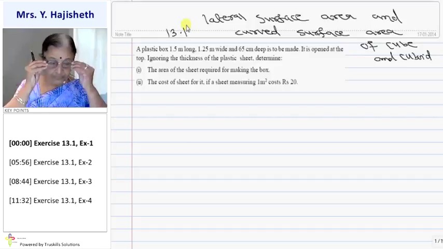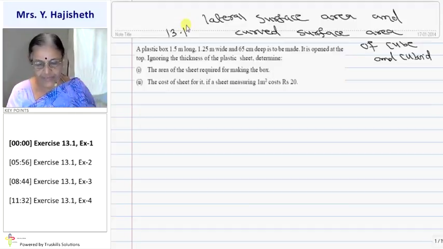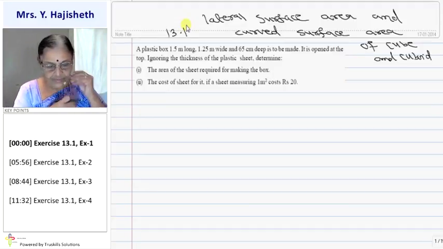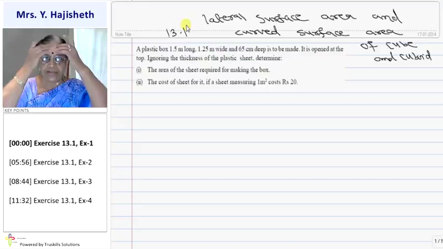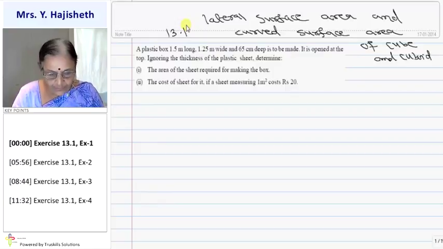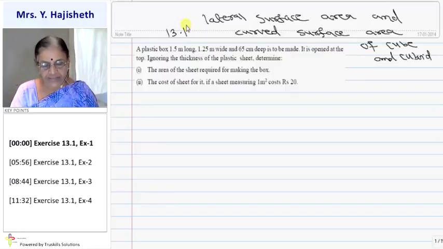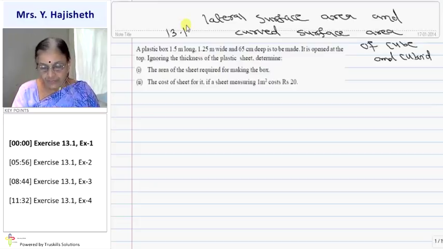First sum: a plastic box 1.5 meter long and 1.25 meter wide and 65 centimeter deep. Look, two measurements are given in meter and one measurement is given in centimeter. So either you should take all the measurements in centimeter or in meter, okay? It is open at the top. Ignoring the thickness of the plastic sheet, determine the area of the sheet required for making the box. The box has to be made without top.